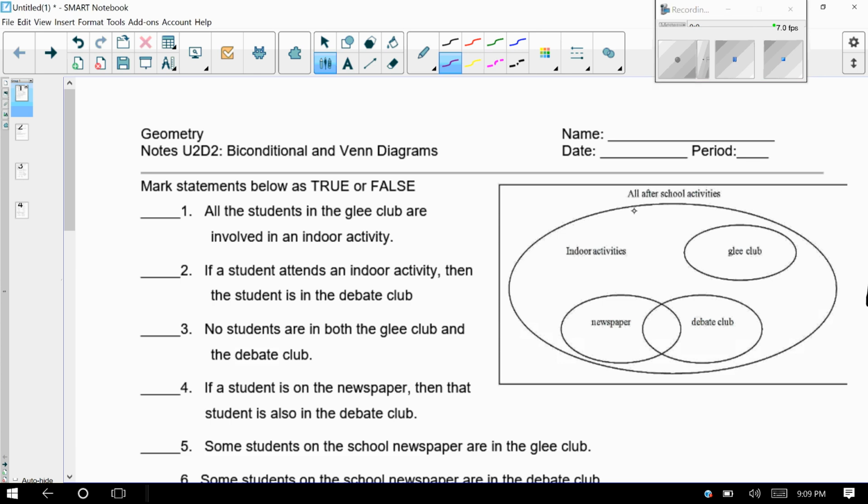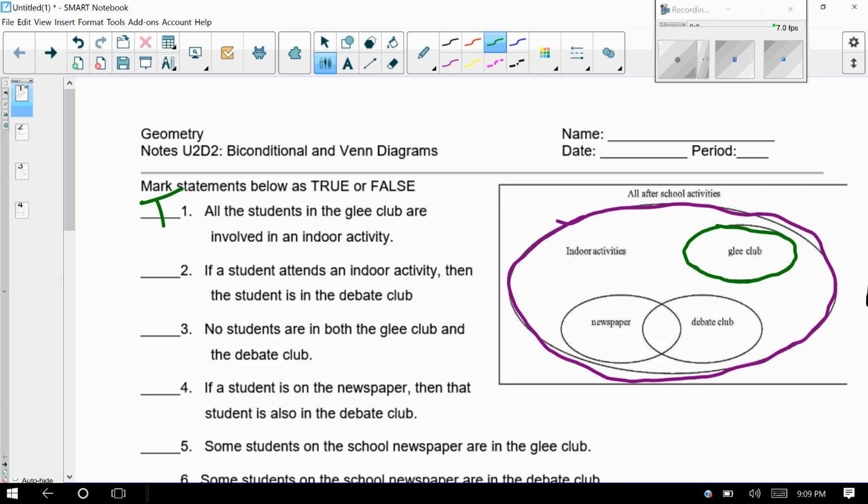This big purple circle right here is indoor activities. And this green circle is the Glee Club. So yeah, it's actually inside indoor activities. So all of the students in the Glee Club are involved in the indoor activity. So that's true. Same thing has to be true if we have an if-then statement.